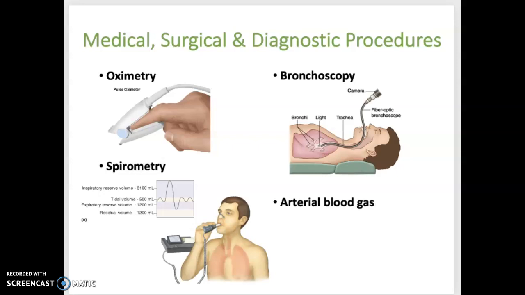Endotracheal intubation. When someone's intubated, it's the insertion of a plastic tube into the trachea to help maintain the airway. So maintaining airflow into the airways. And aerosol therapy is a lung treatment that delivers medication in mist form to the lungs or to the airways. So an example would be if someone uses an inhaler to treat asthma.